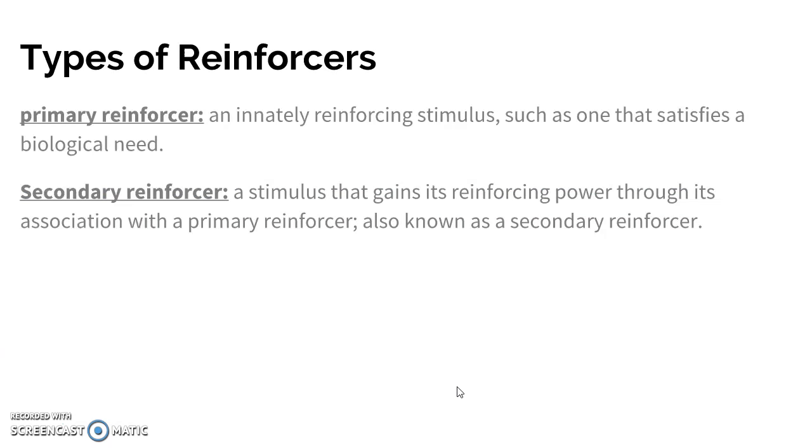There are different types of reinforcers. A primary reinforcer is something that innately or naturally reinforces, such as a stimulus that satisfies a biological need. So in the dog experiment with Pavlov, the food would be a primary reinforcer. A secondary reinforcer is a stimulus that gains its reinforcing power through its association with a primary reinforcer. So this is also known as a conditioned reinforcer. Where it says also known as, it should say conditioned reinforcer.